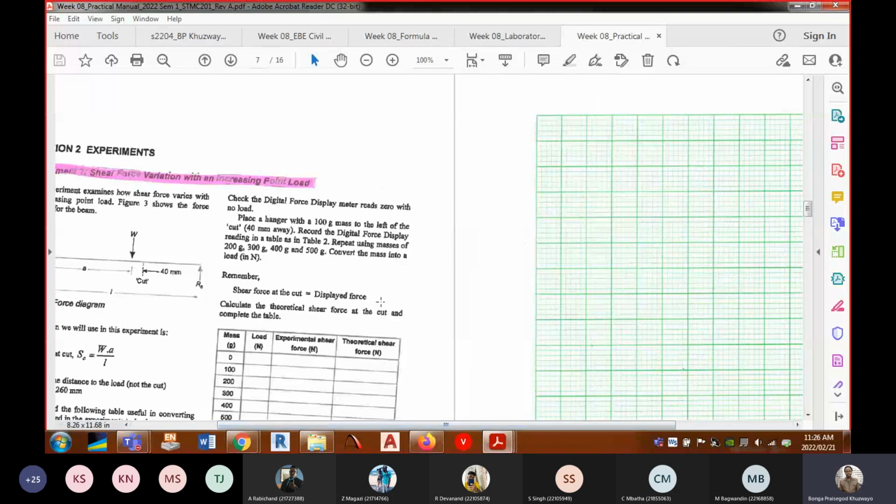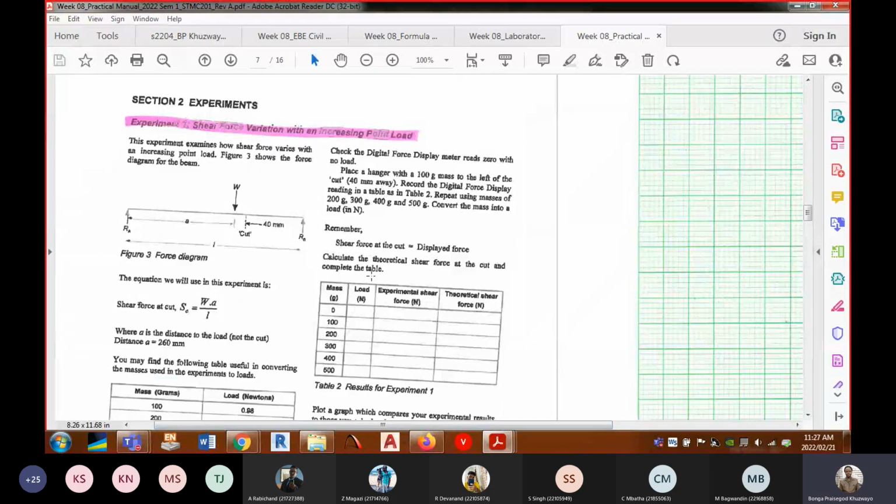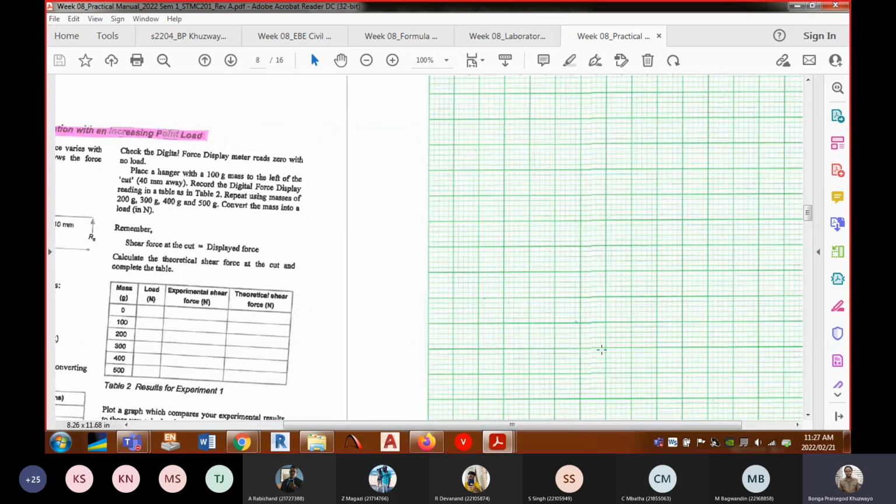I will print this for you, the practical worksheet. You can print it yourself if you want to, if you prefer to read it as a hard copy, I have no problem with that. But for the lab work, I'll provide copies that you will use to write and take readings on. I'll also provide you with graph paper.